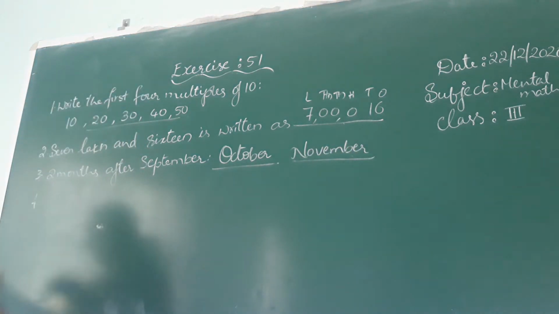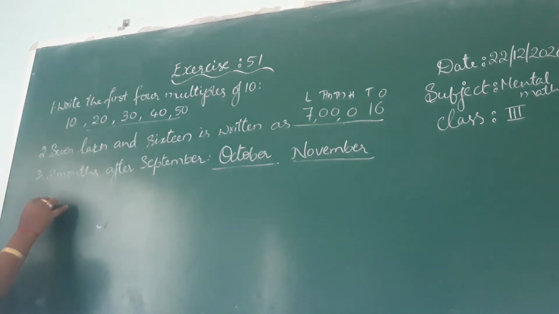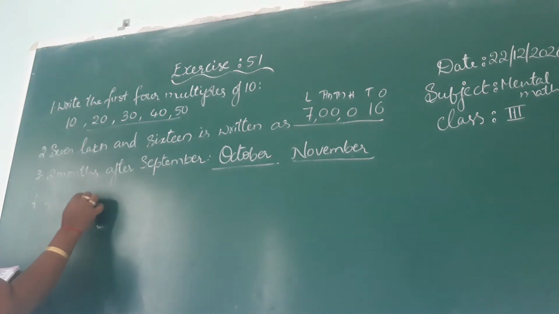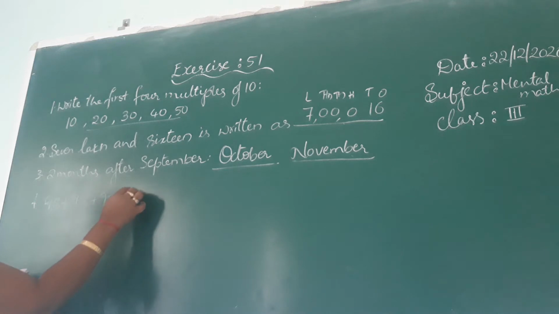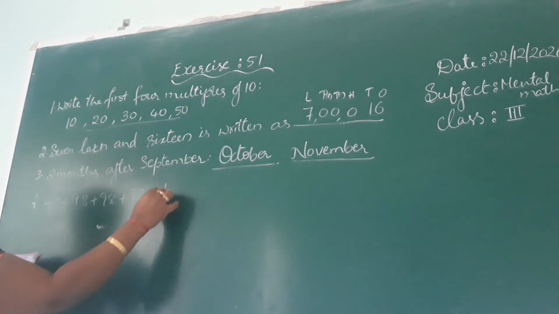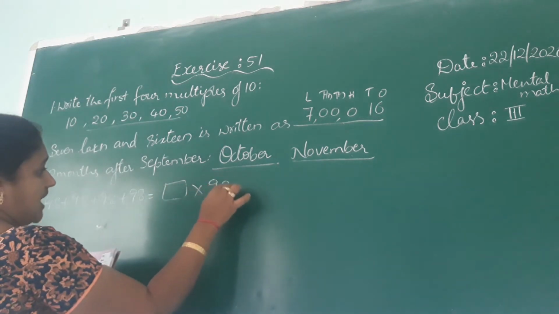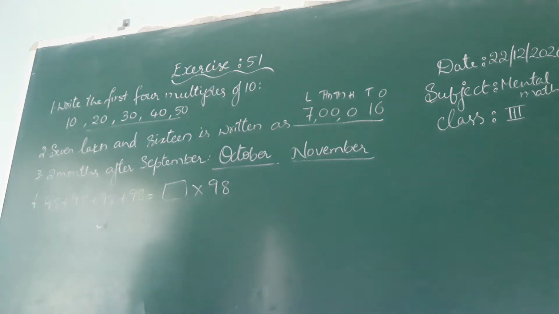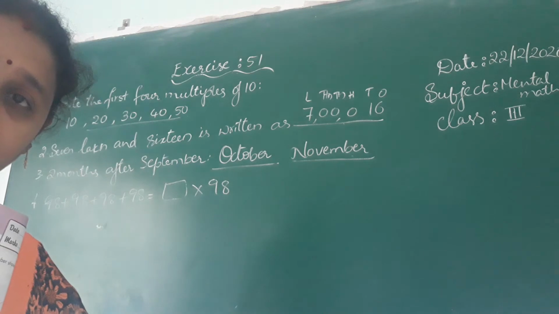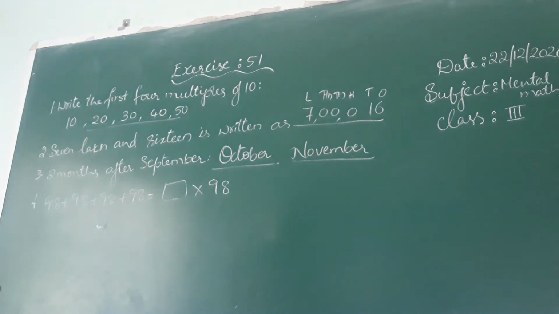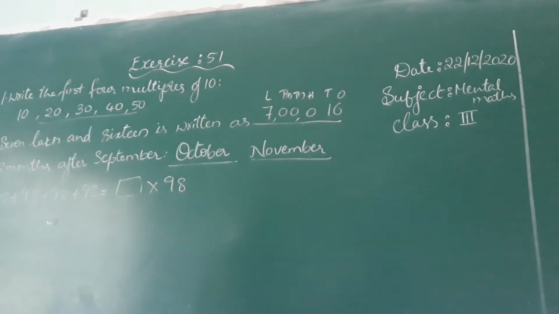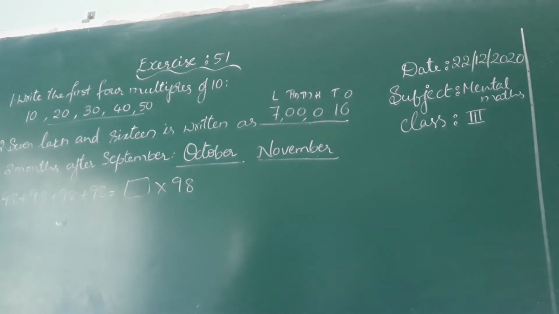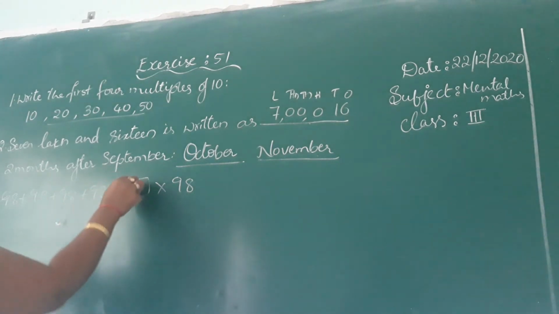See the fourth one. 98 plus 98 plus 98 plus 98 equal to blank into 98. That means how many times did we add that 98? 4 times. So it is 4 into 98.